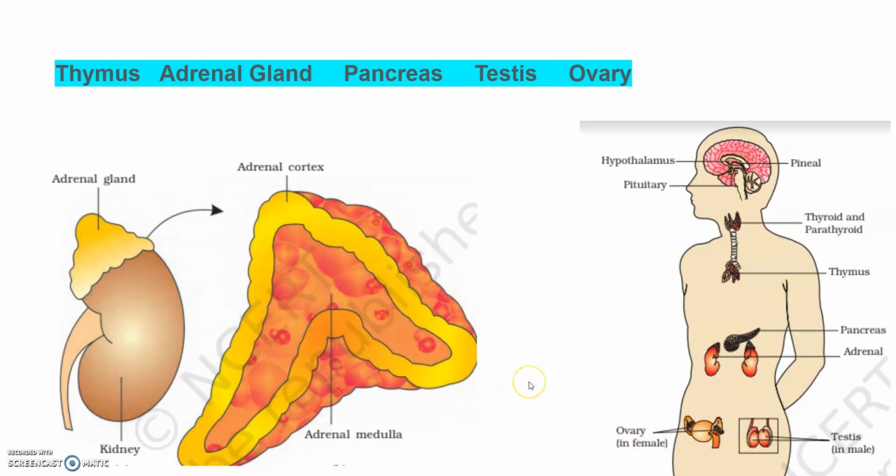Testes and ovaries. A pair of testes are present in the scrotal sac outside the abdomen in males, and they perform the function of the primary sex organs. As endocrine glands, they are composed of seminiferous tubules and Leydig cells, or interstitial cells, which secrete hormones called androgens, mainly testosterone.